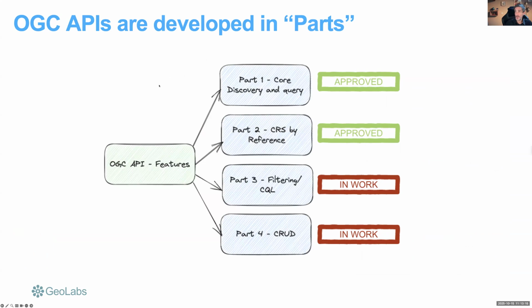OGC APIs are developed in parts, which means that, for example, for OGC API Features, you have multiple parts, and your server application or client application can be developed in parallel to support one or multiple parts. Multiple parts can also evolve in parallel, meaning that Part 1 and Part 3 can be modified along the year, but they can still be linked to each other, and they can evolve without hurting a previously approved standard.